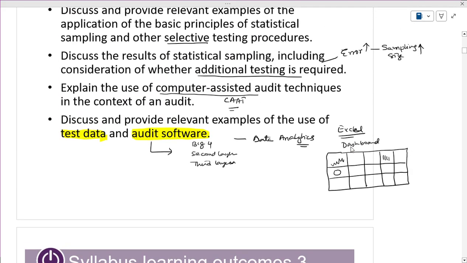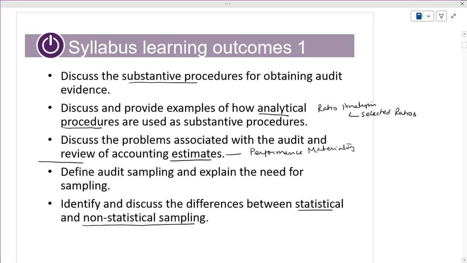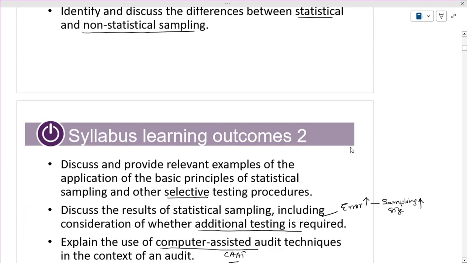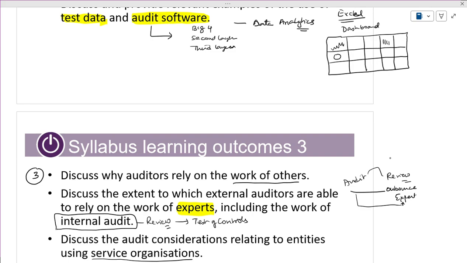How are we dividing this chapter? We are dividing the chapter with respect to what? A simple concept of analytical procedures: substantive procedures, analytical procedures, and estimates. The second concept we are talking about is sampling. Sampling takes a bigger role, okay? In the sampling we are also talking about how we are using the computer assisted audit. You put this as topic number 3 and you change this to topic number 4.